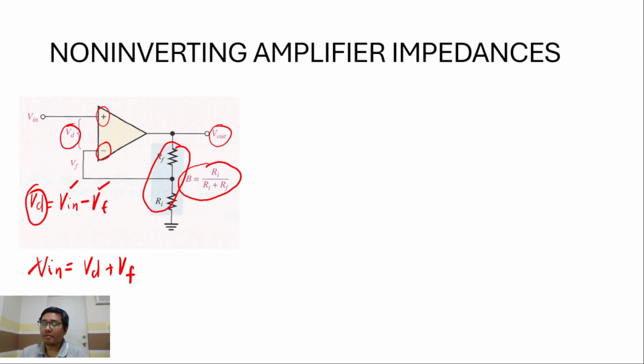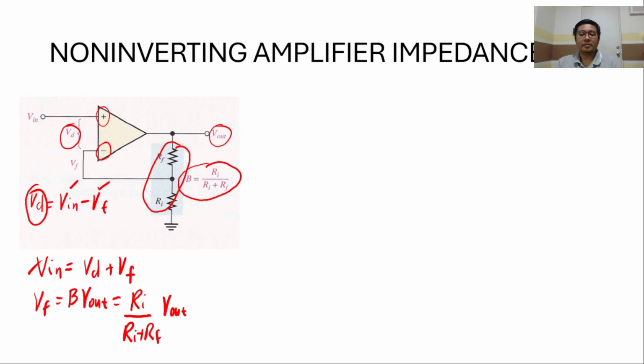Rearranging this equation, we have the equation for Vin. Vf, on the other hand, can be expressed as B times V out. Take note that V out is being divided between R sub F and R sub I, which forms our attenuation multiplier B. We can write this down as R sub I divided by R sub I plus R sub F, times V out, as we have done in our discussion on the non-inverting amplifier.